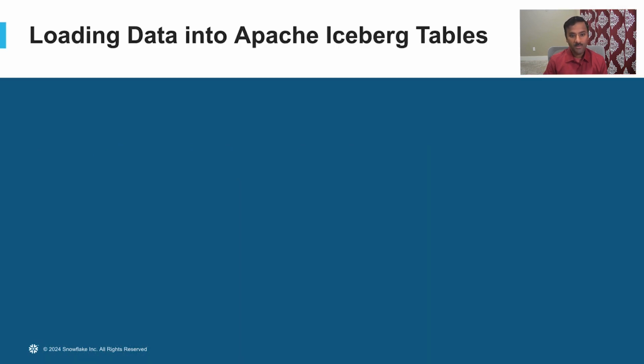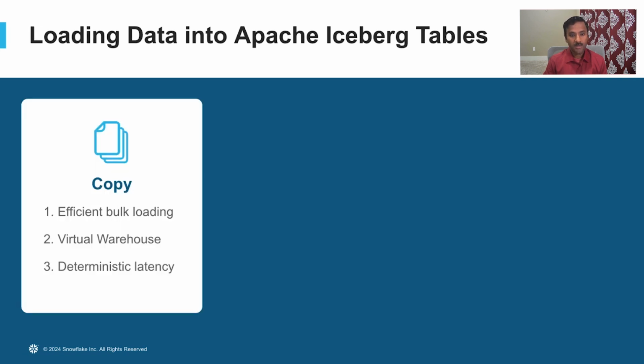I'll be discussing the three primary methods for loading data into Apache Iceberg tables in Snowflake, which align closely with the approaches used for non Iceberg tables. First, we have the copy command. This is one of the most popular ways to load data into Snowflake. It is particularly effective for bulk loading large volumes of files. When using the copy command, you can customize the sizing of the virtual warehouse. This allows for deterministic costs and latency, enabling you to achieve good cost efficiency when the warehouse is fully utilized.